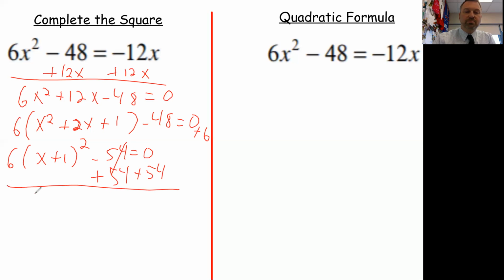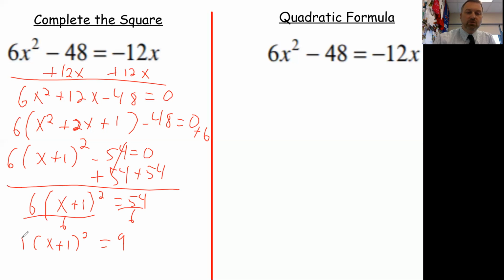Okay, the 54s cancel. Now I've got 6 times x plus 1 squared equals 54. Divide by 6, divide by 6. x plus 1 quantity squared equals 9. Now the inverse of squaring is to take the square root. But if I do it to one side, I have to do it to the other side. So now I have x plus 1. Be careful, not just 3, positive and negative 3. Subtract 1, subtract 1. And I now have x equals negative 1 plus or minus 3.